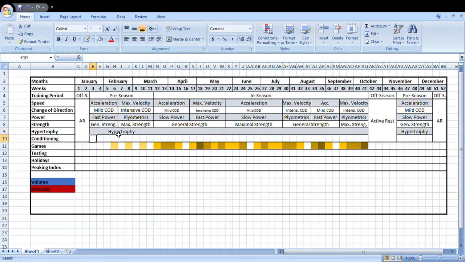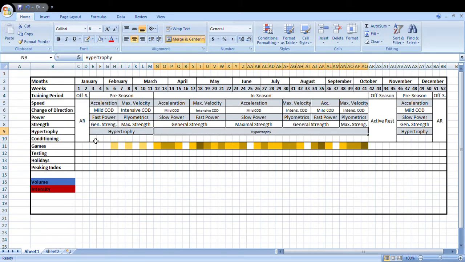But the thing is, in the season, we just don't have the time or the volume to dedicate to hypertrophy work. So the entire in-season, we're basically keeping hypertrophy on the back burner. So I'm going to indicate that here with smaller font. That means we are doing some hypertrophy work, but it's not emphasized, and we're doing enough to, if we can, maintain what we've got.